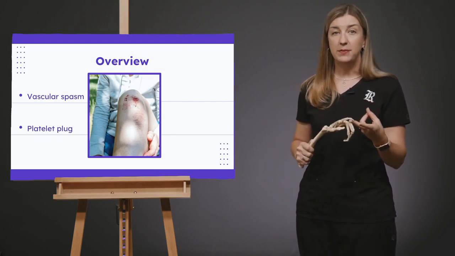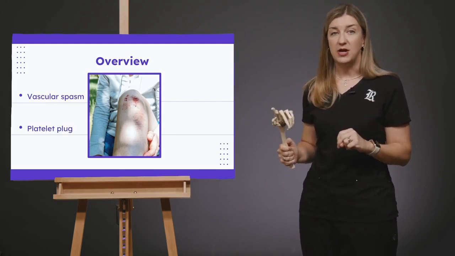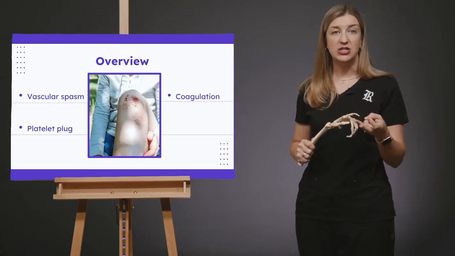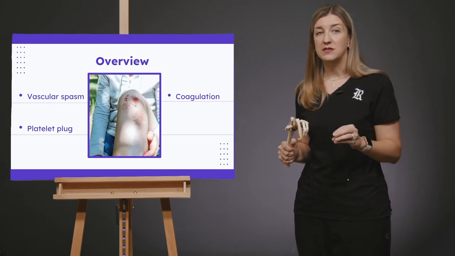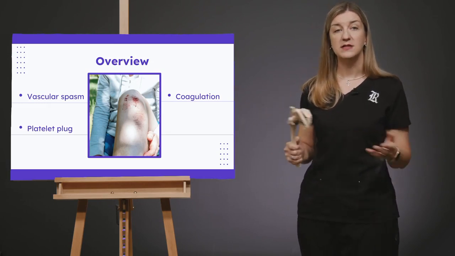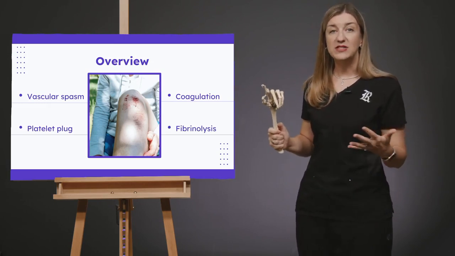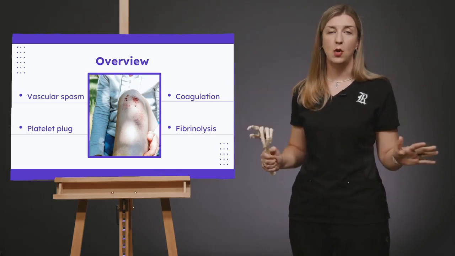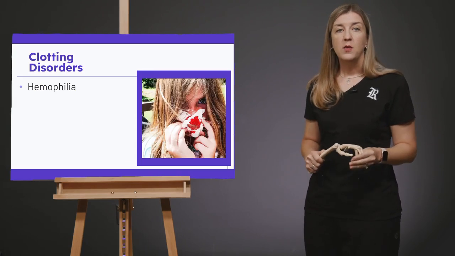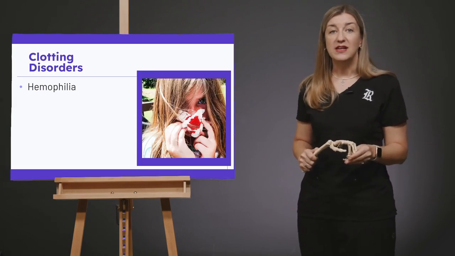Secondly, a platelet plug will form to seal off the damaged area. Finally, coagulation, or the process of blood thickening, will occur to again minimize blood loss and promote the formation of a fibrin clot. Fibrinolysis refers to the dissolving of that same fibrin clot in a healing blood vessel when it is no longer needed. We finish today by looking at a few clotting disorders.